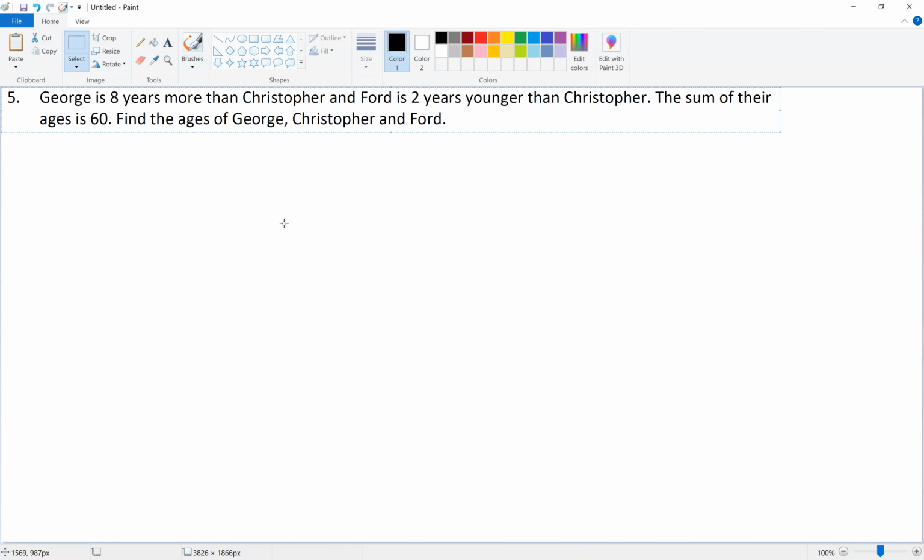Number 5, Gitika. For number 5, George is 8 years more than Christopher, and Ford is 2 years younger than Christopher. The sum of their ages is 60. Find the ages of George, Christopher, and Ford. What did you do?